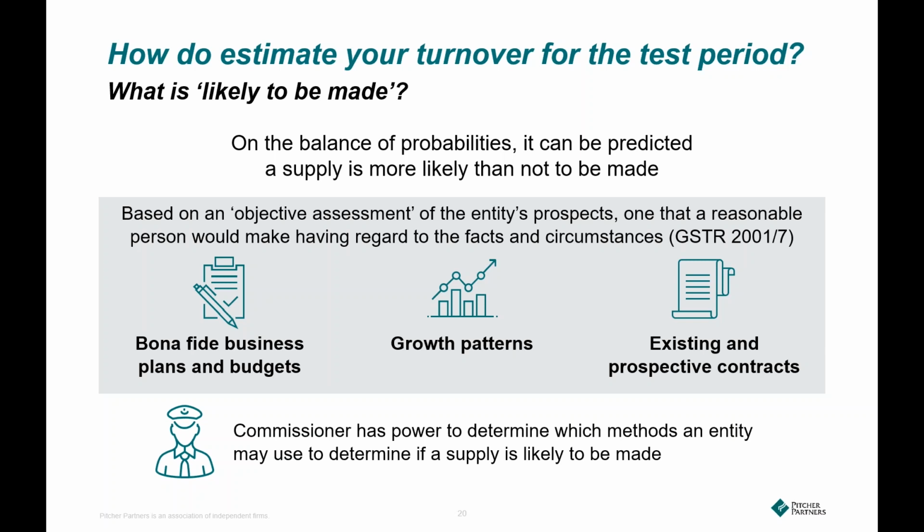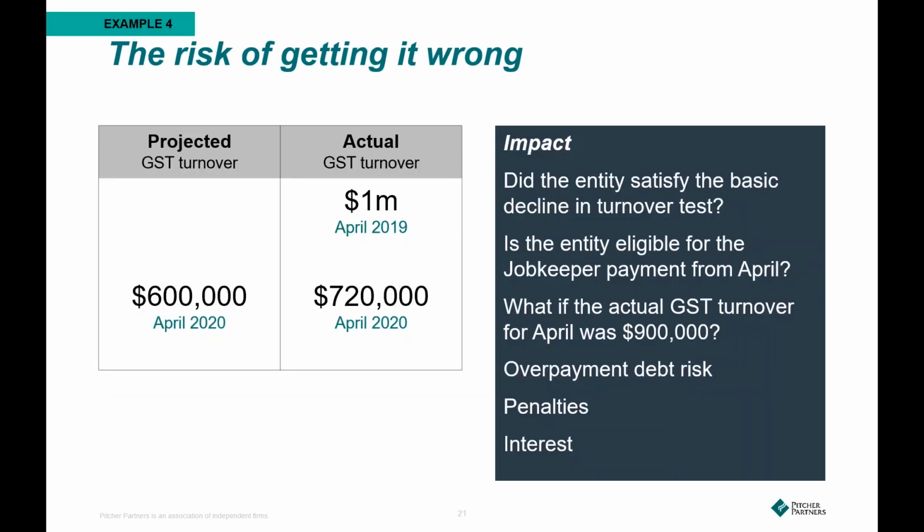So you need to look at historical information, you need to look at what your forecasts are as well, you need to look at your existing and prospective contracts with your customers in order to determine whether on a balance of probabilities it can be predicted that the relevant supplies you're going to include for the rest of the month are more likely than not to be made. So the risk of getting it wrong is something that we unfortunately do need to consider.